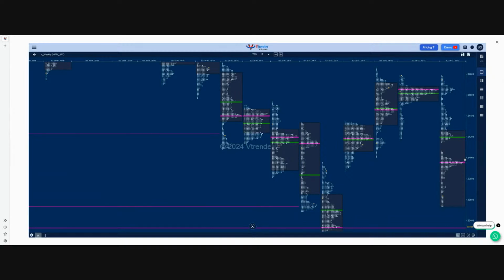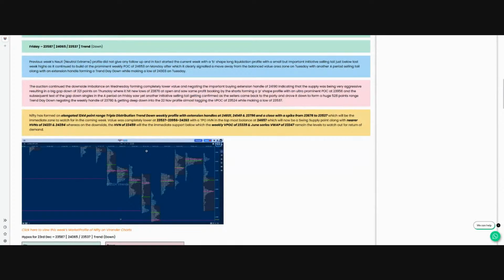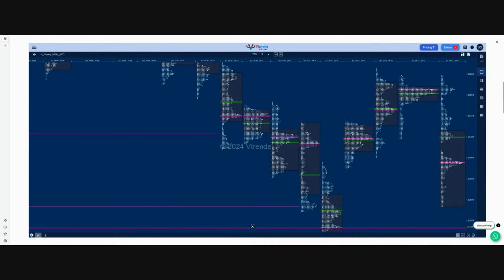was at 23537. Just a second, guys. Yeah, 23956 is the prominent POC of this week, and which will be the immediate reference on the upside whenever we are probing higher.